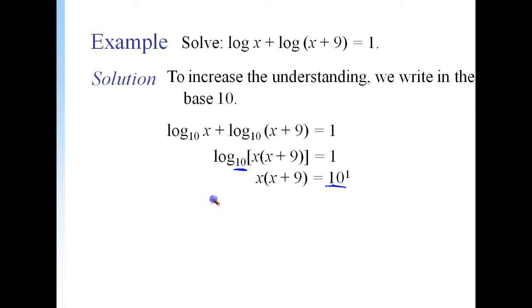So now this becomes x squared plus 9x. We're going to transpose the 10. That becomes a negative 10 equals 0. Now, how do we solve these? Well, we could complete the square. We could use the quadratic formula, but this factors, so we'll just factor it.